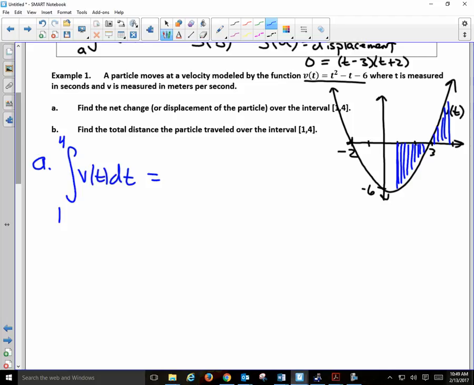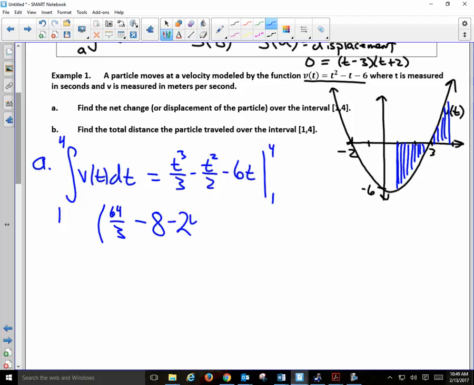Take the antiderivative, right? What's the antiderivative? Right, and I'm going to evaluate that at 4 and at 1. I like to set it up in parentheses. 4 to the third is 64 thirds, minus 16 over 2 is 8, minus 24. Minus, now I plug in 1. 1/3 minus a half minus 6.